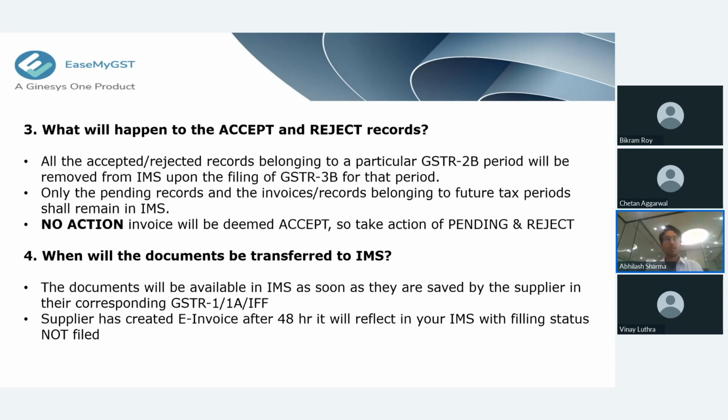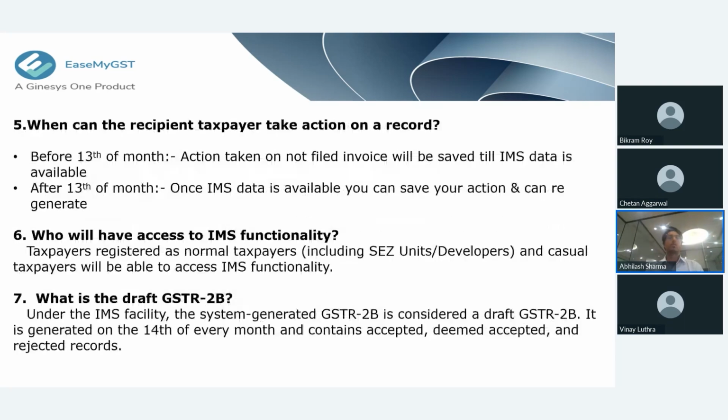The fourth question is: when will the document be transferred to IMS? The documents will be available in IMS as soon as they are saved by the supplier in their corresponding GSTR. If the supplier has created an invoice, after 48 hours it will reflect in your IMS with filing status not filed. And the fifth question is: when can the recipient taxpayer take action on a record?